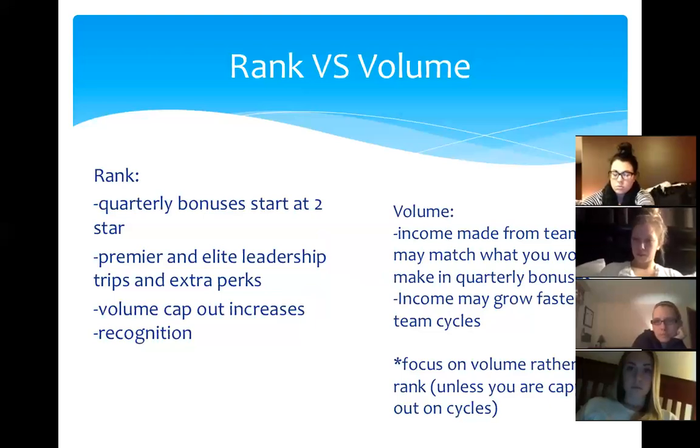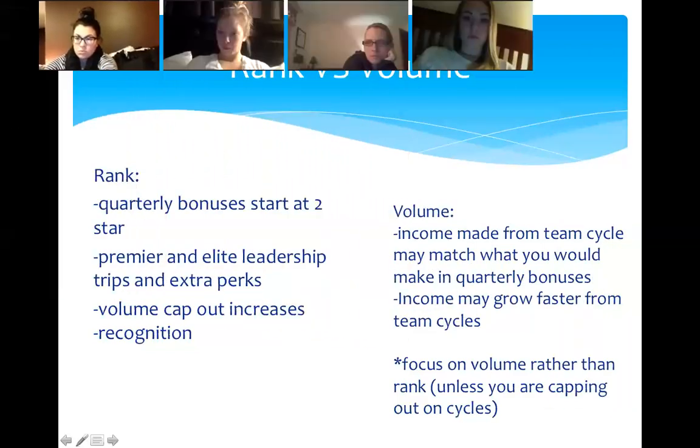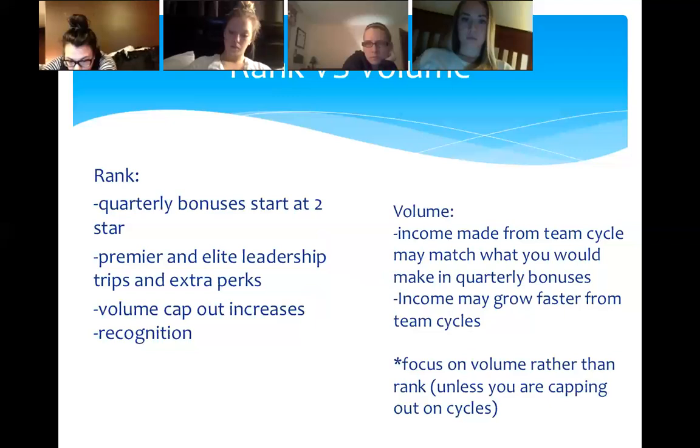But volume is probably more important than rank. It might not have all the fancy recognition and all that, but it's basically what's going to build your income the fastest. You might even match what you'd actually make in the quarterly bonus. You might end up making that or even more than that in team cycles if you focus on your volume.